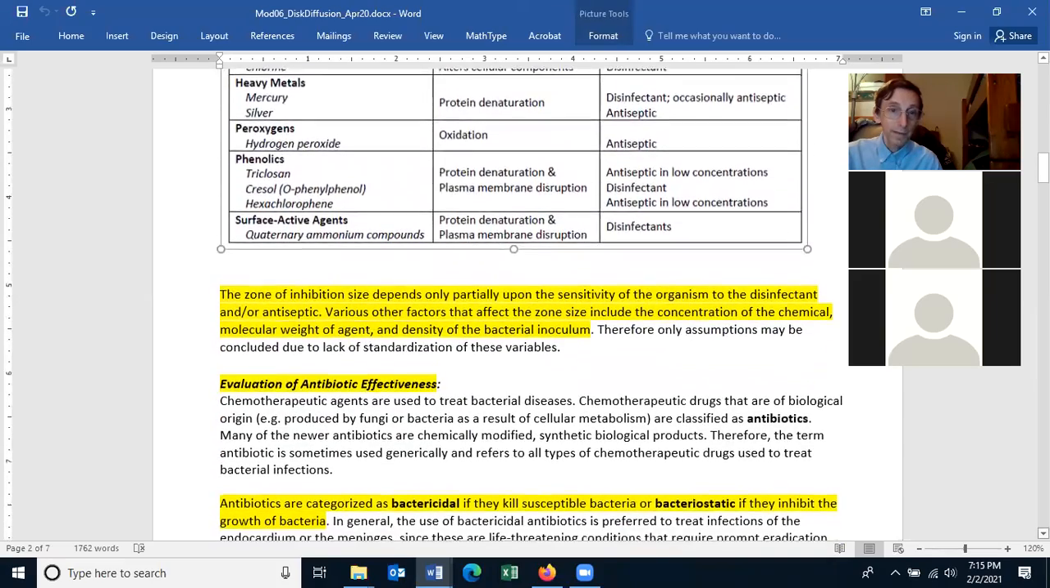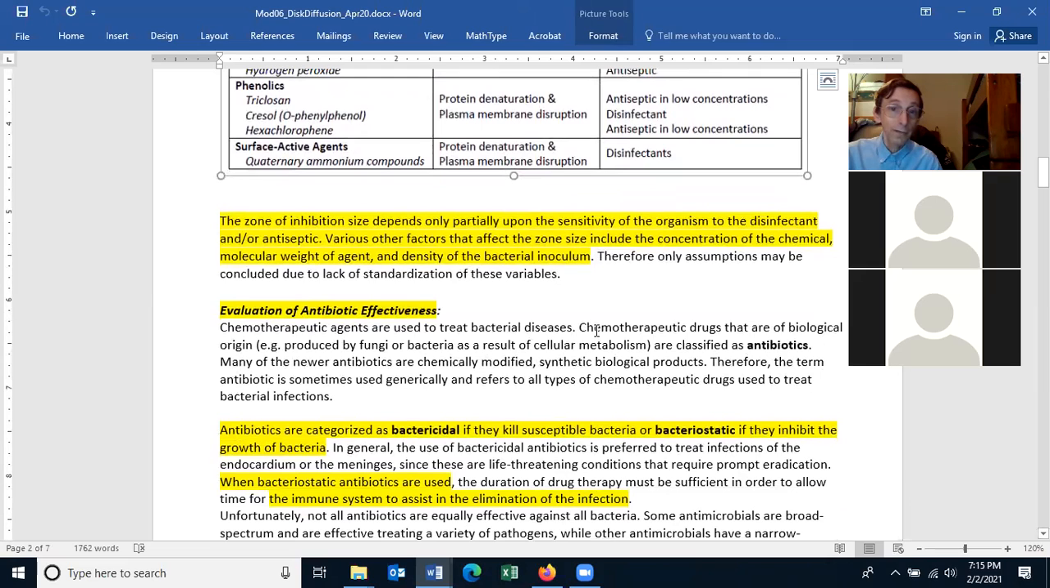The zone of inhibition size depends only partially upon the sensitivity of the organism to the disinfectant or the antiseptic or the antibiotic. There are various other factors that affect the zone size, including the concentration of the chemical, the molecular weight of the agent, and the density of the bacterial inoculum. Okay?